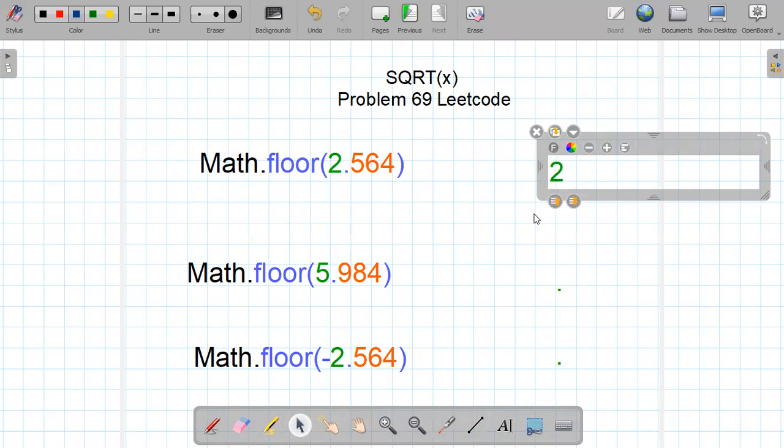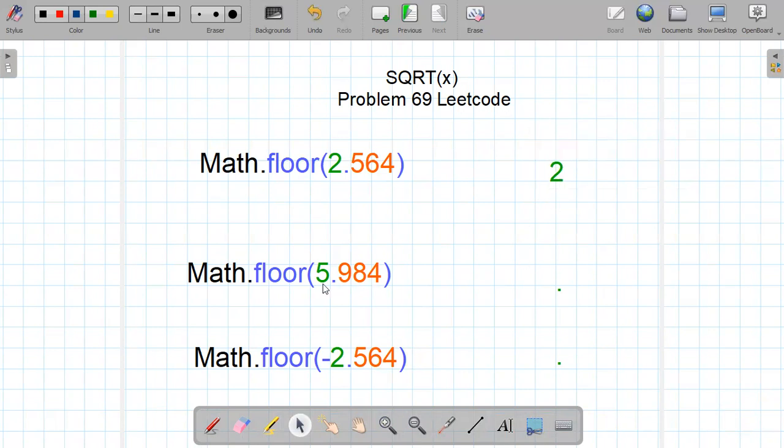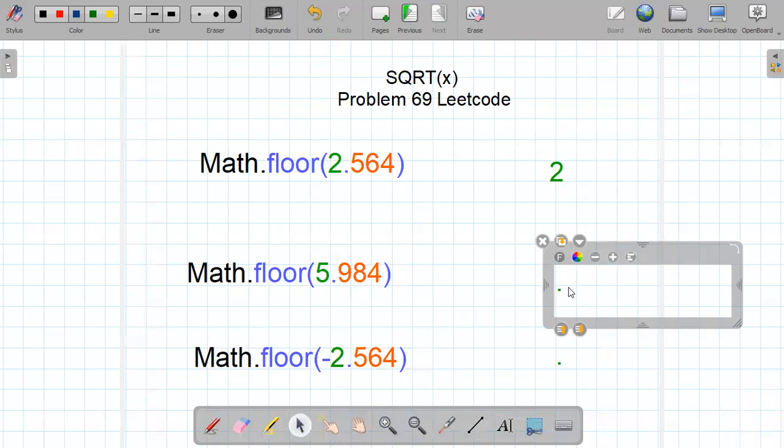Now tell me what is the answer for this value if we convert using the Math.floor function: 5.984. It will completely ignore the decimal part and give us the integer part. So in this case also our answer is 5.